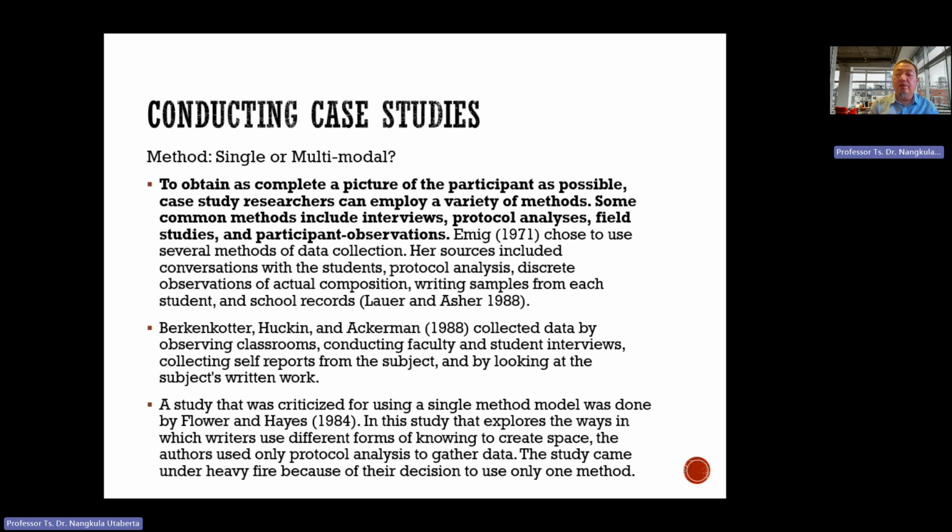Either you come from interviews, or questionnaires, combined with other things, in order to ensure that the case study is strong enough to be generalized or to be discussed in depth.